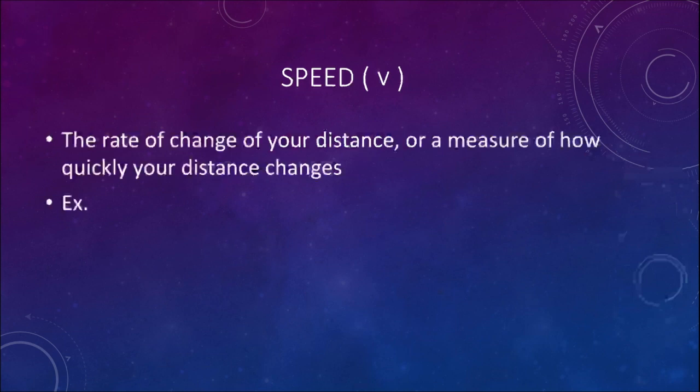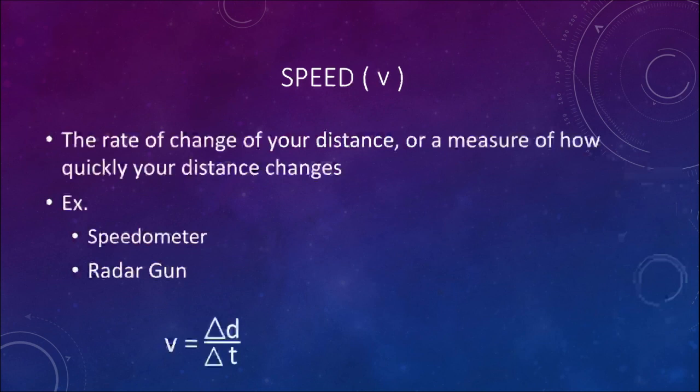Some examples of speed are found in a speedometer on your car. This measures how quickly your distance is changing in a given time. Another example is a radar gun police may use to check how fast your car is moving. Your speed is the change in distance divided by the change in time.